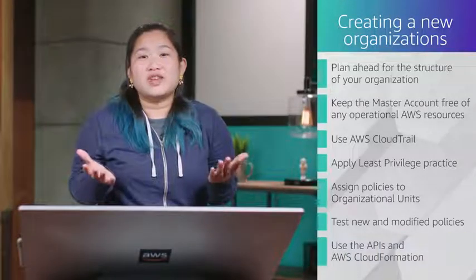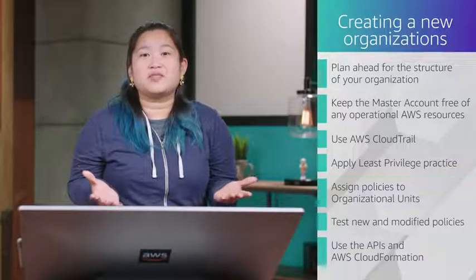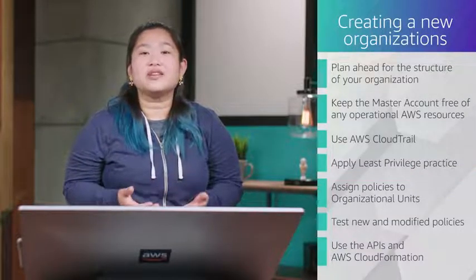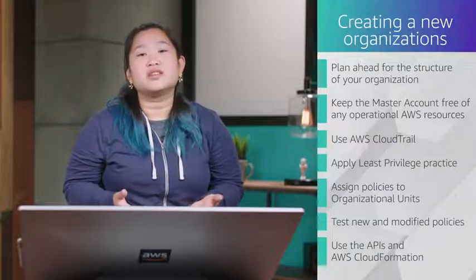For automation, use the API and AWS CloudFormation template to ensure that every newly created account is configured to your liking. The template can create IAM user, roles, and policy. It can also set up logging, create and configure VPC, and so forth.